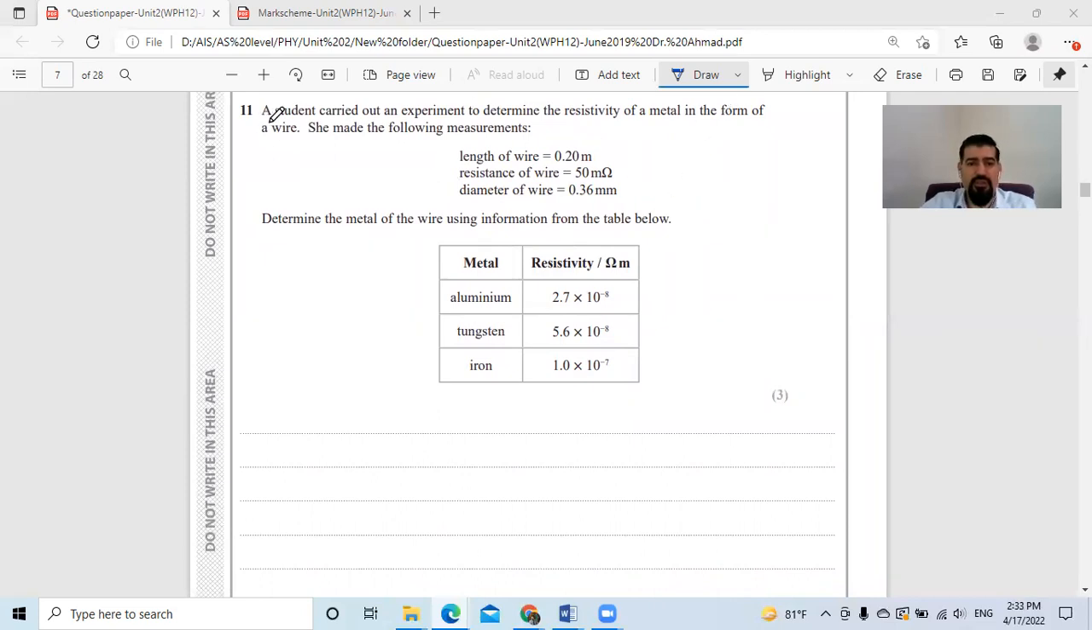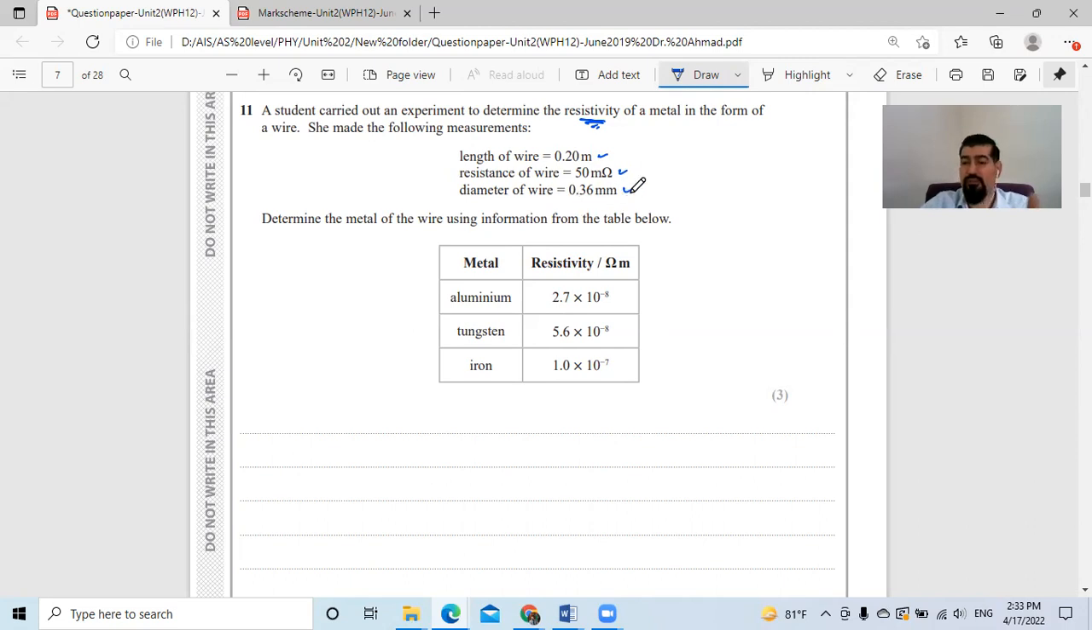Question number 11. A student carries out an experiment to determine the resistivity of a metal in the form of a wire. She made the following measurements. She measured the length of the wire, the resistance of the wire by ohmmeter, for example. Don't forget this is milliohm. That means I have to multiply by 10 to the power of -3 to convert it into ohm. And the diameter by a micrometer screw gauge.